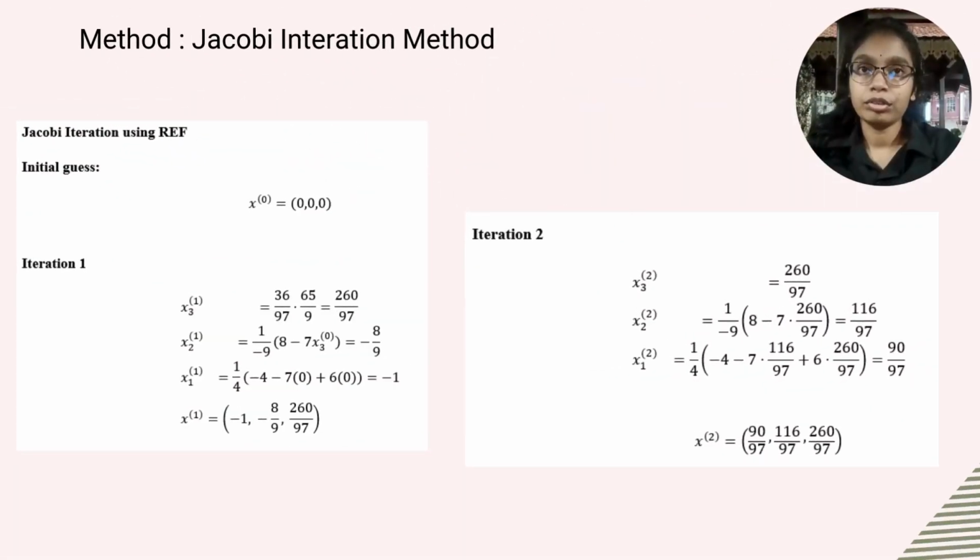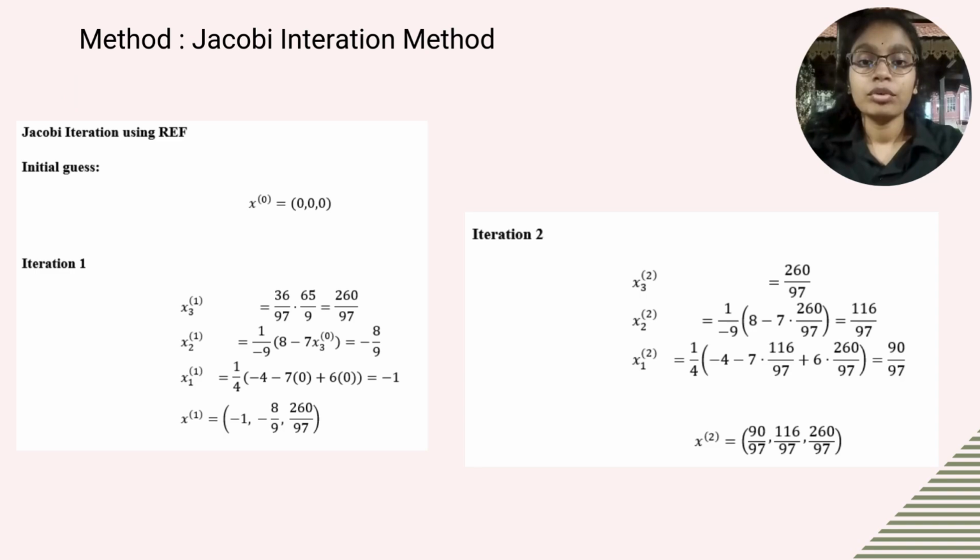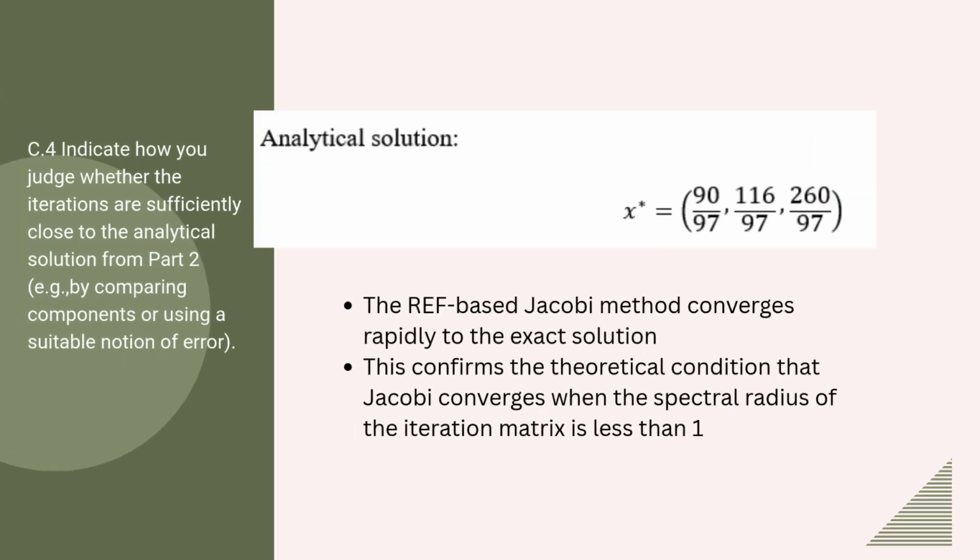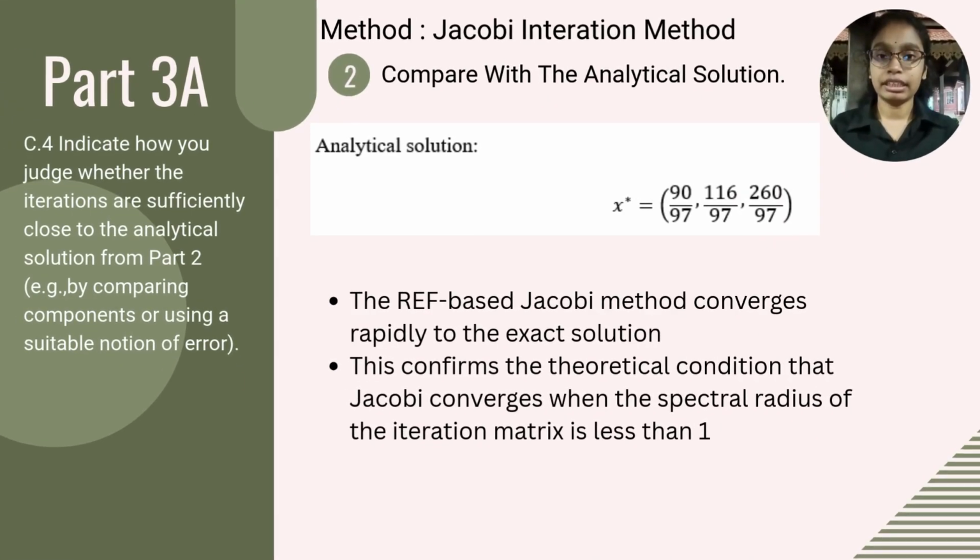For iteration 1, after we compute all three equations, we get -1, -8/9, and 260/97. Same goes for iteration 2. After we compute all of them together, we get 90/97, 116/97, and 260/97. So the analytical solution is 90/97, 116/97, and 260/97. The REF-based Jacobi method converges rapidly to the exact solution. This confirms the theoretical condition that Jacobi converges when the spectral radius of the iteration matrix is less than 1.